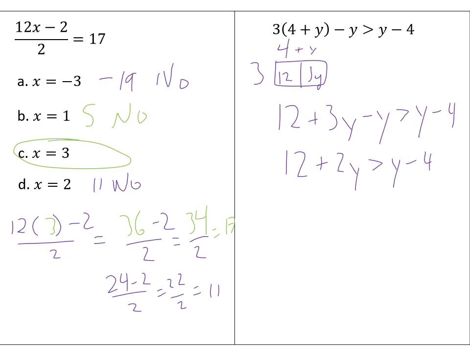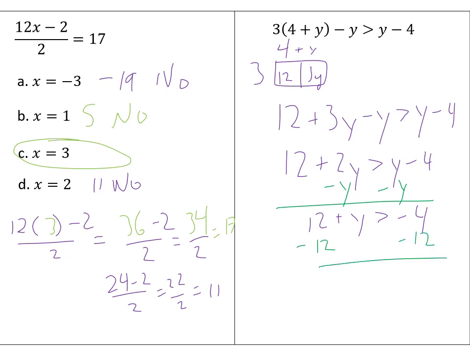The smaller y is 1y, so we subtract that from both sides. That gets us 12 plus y is greater than -4. Subtract off the 12 from both sides. And we have our end answer, y is greater than -16. So take a moment, make sure you've got all of this down, and then we're going to turn it over and do the solving a system by graphing.